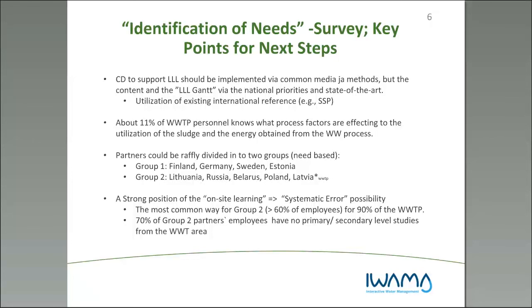Basically, partners could be divided into two main groups. Group 1: Finland, Germany, Sweden, Estonia. Group 2: Lithuania, Russia, Belarus, Poland, and Latvia. This is a kind of similar finding to the PURE project, where wastewater treatment plants were divided into 3 different groups according to national legislation.